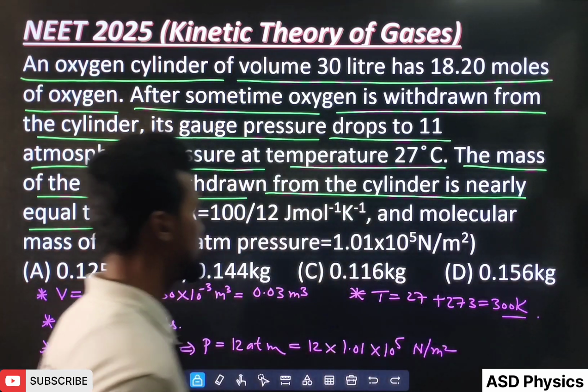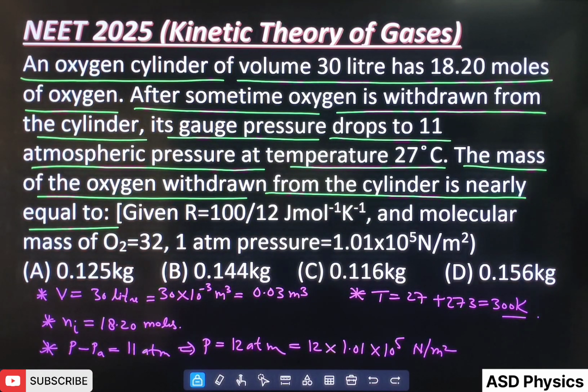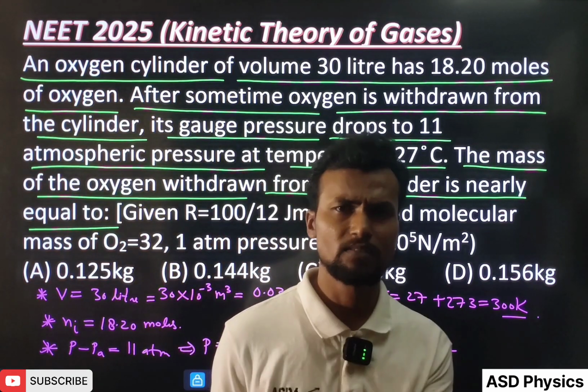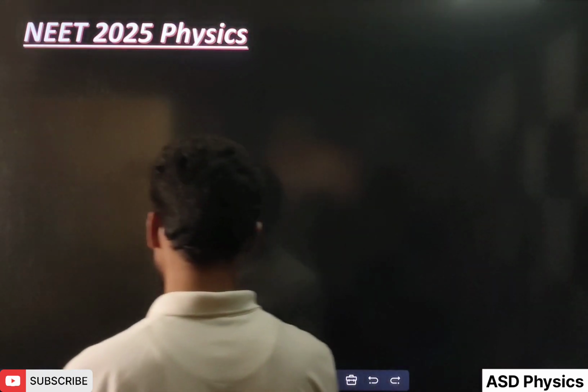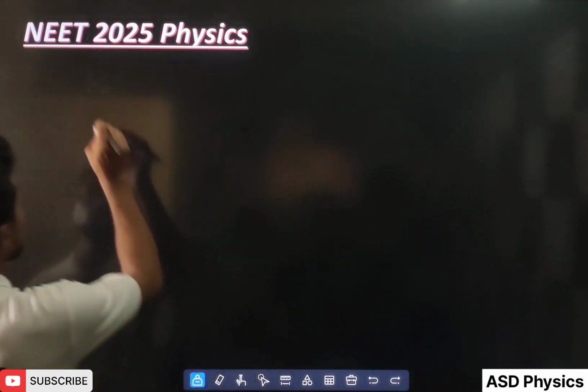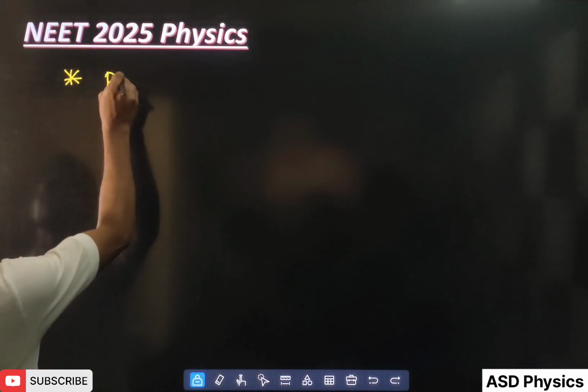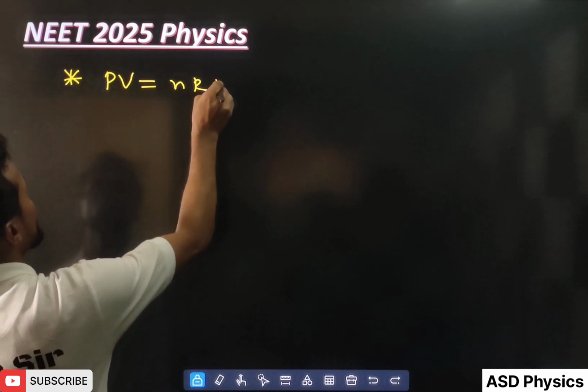Now, all this data we note down here. So initial number of moles we know. If we can find out the final number of moles, then we can easily find out how much oxygen is withdrawn here. Okay. So students, kindly see here. You know the ideal gas equation. What is the ideal gas equation? See here. PV equal to nRT.